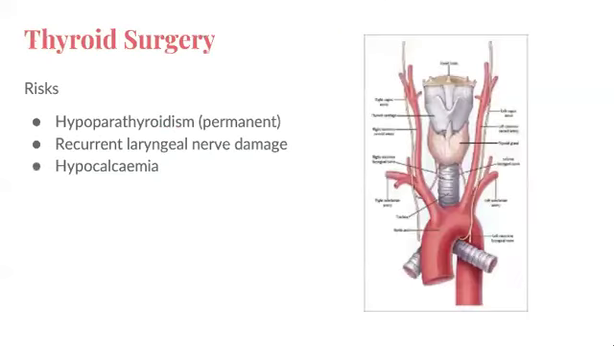We also mentioned thyroid surgery. We won't really cover it in too much depth, but thyroid surgery can damage the parathyroid gland, and that can cause hypoparathyroidism. It can cause recurrent laryngeal nerve damage, because the recurrent laryngeal nerve just runs along here and is also quite close there. And it can also cause hypercalcemia, again related to the hypoparathyroidism. It can be, however, transient.